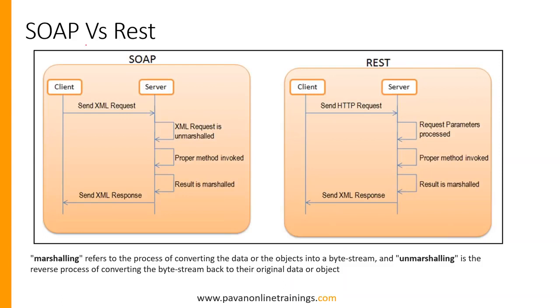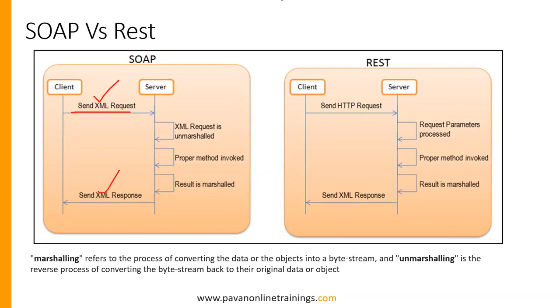So as I said before, SOAP will send XML as a request, and at the server side it will process the XML request by marshalling. Marshalling means it will convert it into some not understandable format, kind of an encrypted format. And then the proper method will be invoked and the result will be marshaled, and finally we'll get the response in XML. So request and response both will happen in XML format only in the SOAP service.